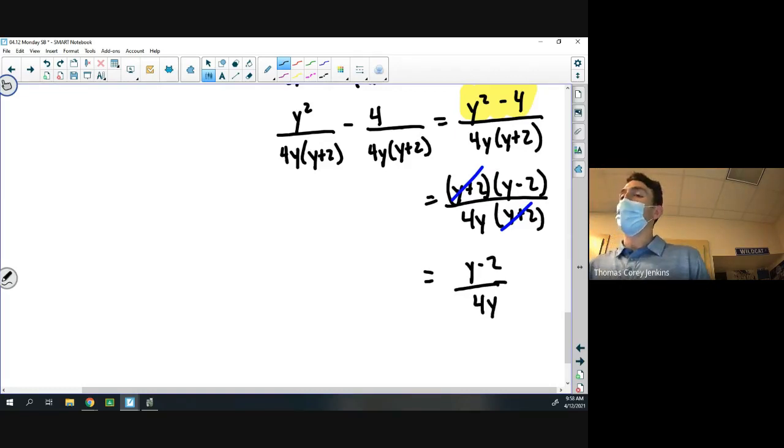And then we have to include all restrictions. So we kind of think back to how it was right there, or anywhere really. So we see that we have zeros at 0 and negative 2. So those would be my restrictions. Y can't be 0 or negative 2.